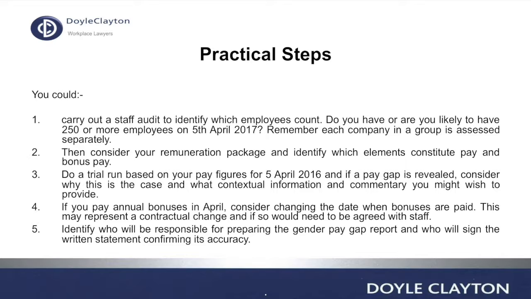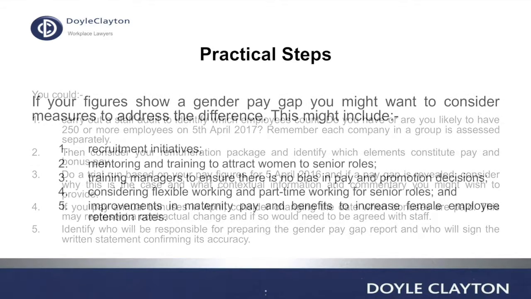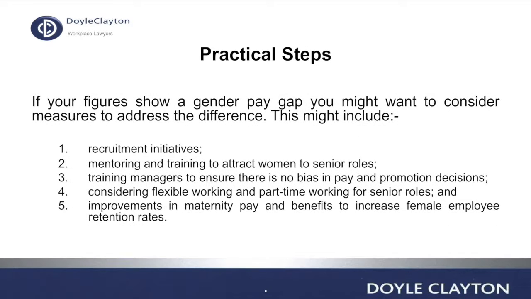You can then consider your remuneration package and identify which elements constitute pay and bonus pay. You can do a trial run based on your pay figures for the 5th of April 2016. And if a pay gap is revealed, consider why this is the case and what contextual information and commentary you might wish to provide. You might want to consider what you can do to address any pay gap.